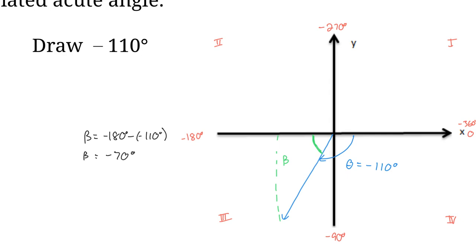But what do we know about our beta angles, our related acute angles? They're always just a positive angle in between 0 and 90 degrees. So we're just looking for the angle measurement between our x-axis and this terminal arm. And that's actually just 70 degrees. So you're always going to take the positive version of that beta angle. So beta is just equal to 70 degrees.